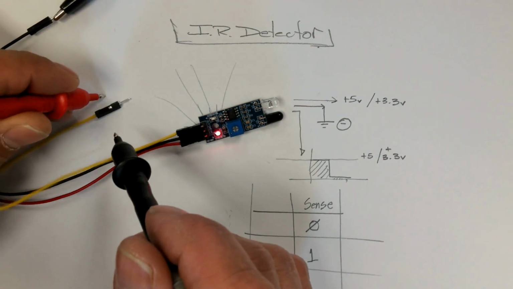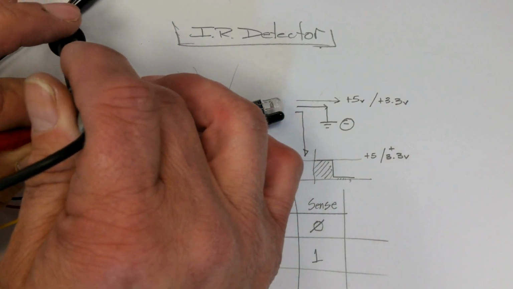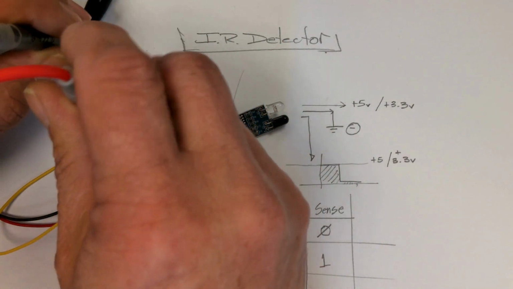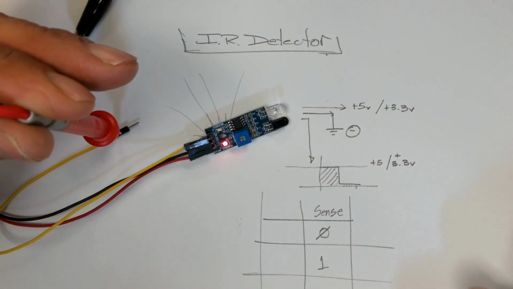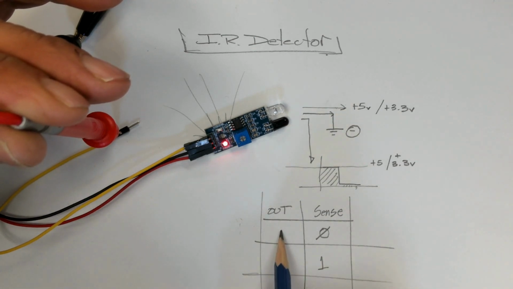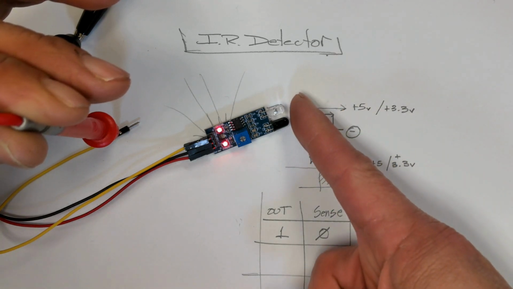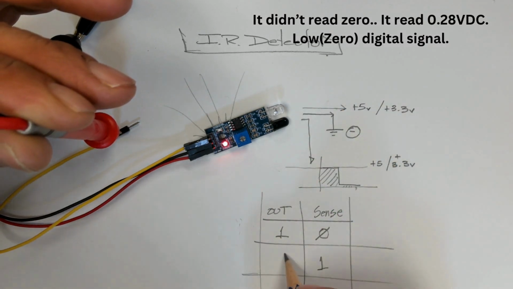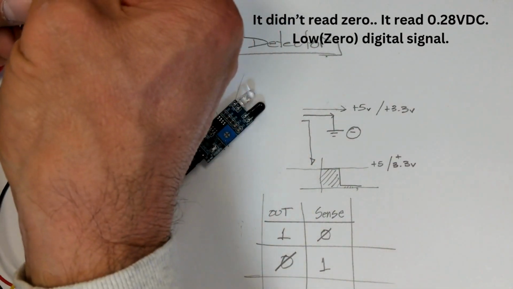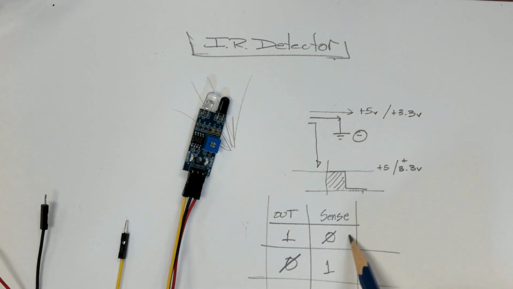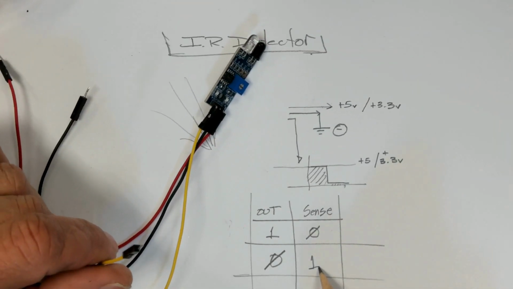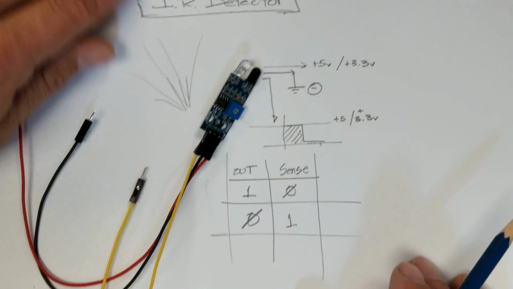I hook this up there, and put that over there. I'm trying to do this with one hand. There. And I'm looking at my meter, and I get a high with nothing in front of it. Now, if I have something, my meter goes down to zero. So now I know that when there is nothing in front of this sensor, there's no reflection, and I'm going to get a high signal. When there's something in front of this and it reflects back, I'm going to get a low. So write that down.